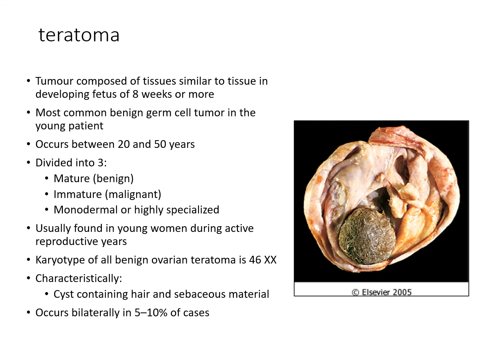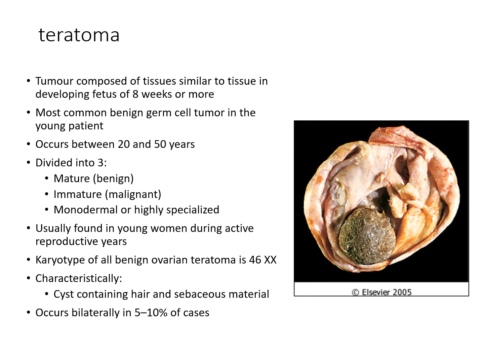Teratoma is a tumor that is composed of tissue similar to tissue in a developing fetus of 8 weeks or more. It is the most common benign germ cell tumor, and it occurs between the age of 20 to 50 years. It is divided into 3. The first one is mature, which is benign. The second one is immature, which is malignant. And the third one is monodermal or highly specialized teratoma.